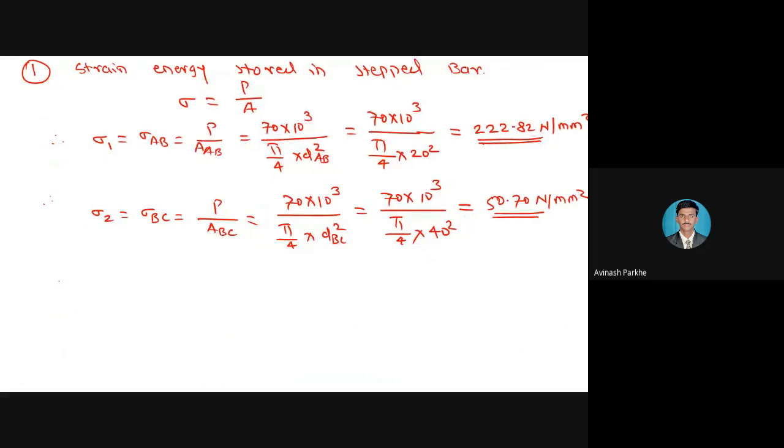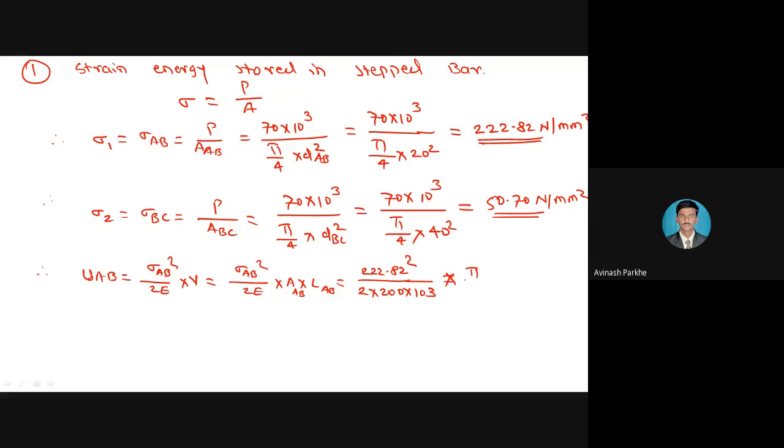Now calculate the strain energy stored in section number 1, that is U of AB is equal to sigma AB square upon 2E into volume, that is sigma AB square upon 2E into area of AB into length of AB. So sigma AB, how much is calculated? 222.82 square divided by 2 into 200 into 10 raised to 3.